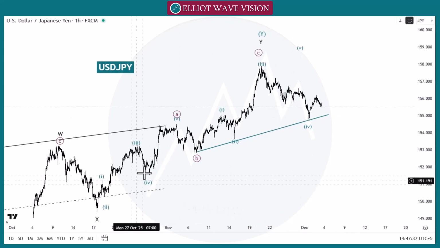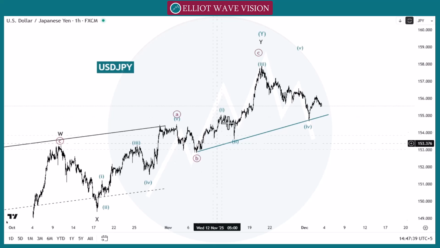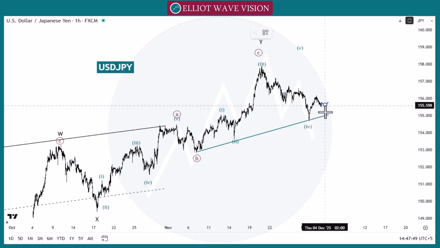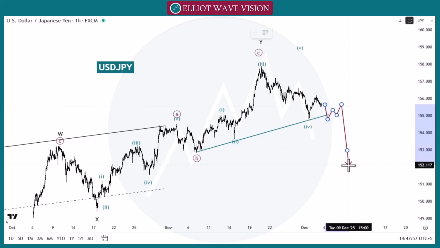So we count this move like W, X and Y. Now market go towards the bearish side like wave 1, wave 2, wave 1, wave 2. Again market give us this pattern. Then market go towards the bearish side as an end of group 1, 153. Then go towards the 151 and 150.